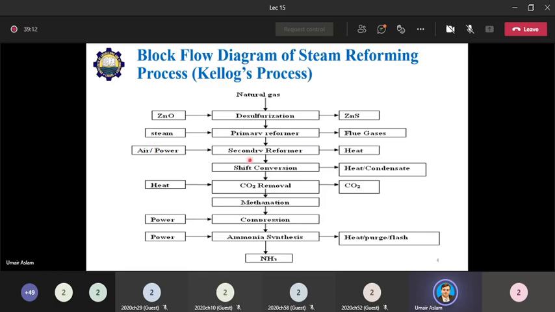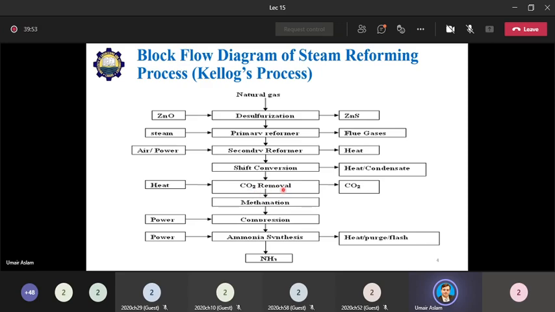Then the product stream goes into the shift conversion, where the objective is to convert CO into CO2. The CO formed in the primary and secondary steps is basically converted into CO2 in shift conversion, because it is easier to separate CO2 than CO from our main product. That is why we convert all the CO present in the product stream in shift conversion into CO2.